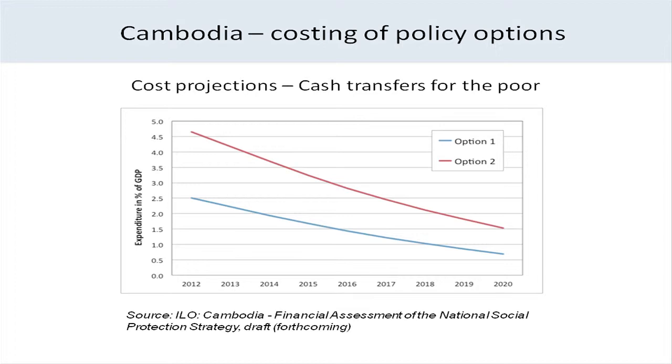So now let's have a look at the cost. Here we have options 1 and 2, so this is the cash transfers for the poor. The first one is only for the poorest of the poor, so what we call the extreme poor. And the second one is for all the poor. And we can see that the cost is quite high, especially in the base year, the first year, 2012. For option 2, which is basically the cost of closing the poverty gap in Cambodia, it's 4.5% of GDP. That's quite substantial.